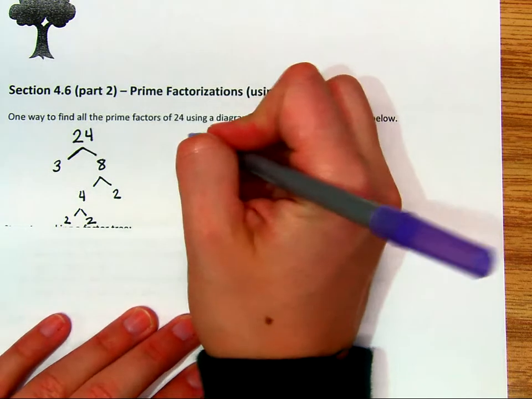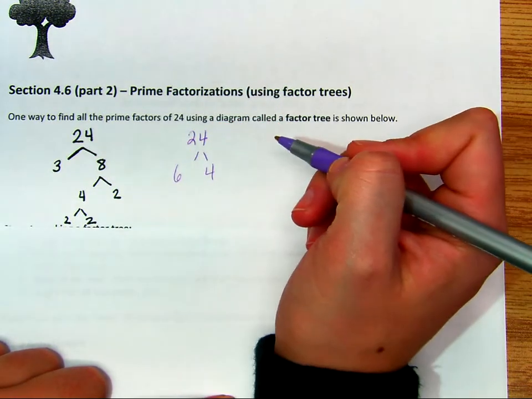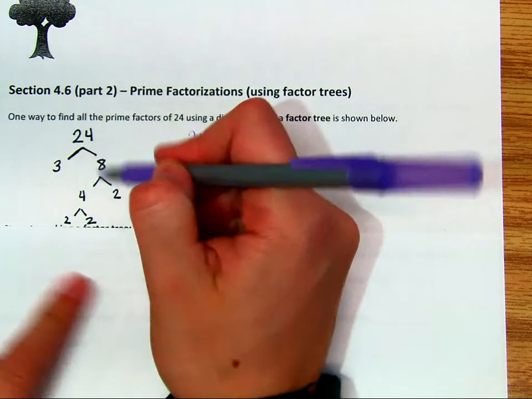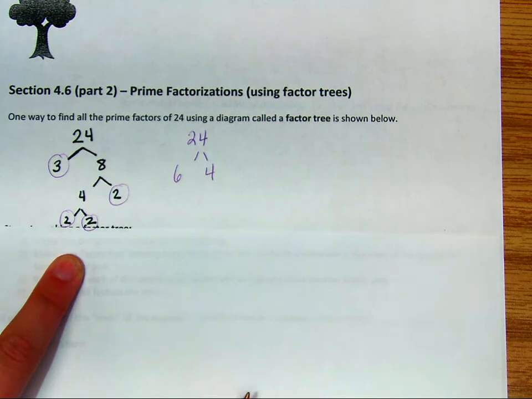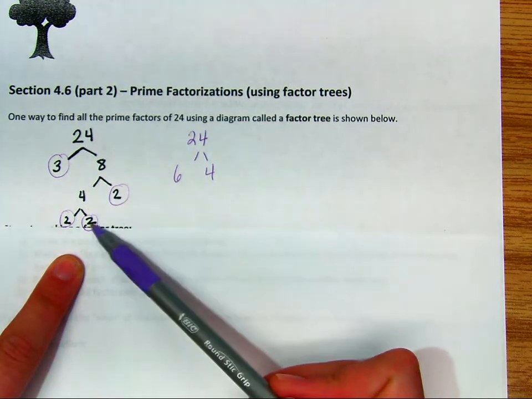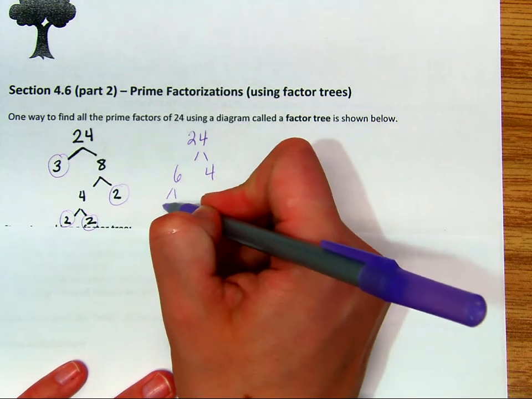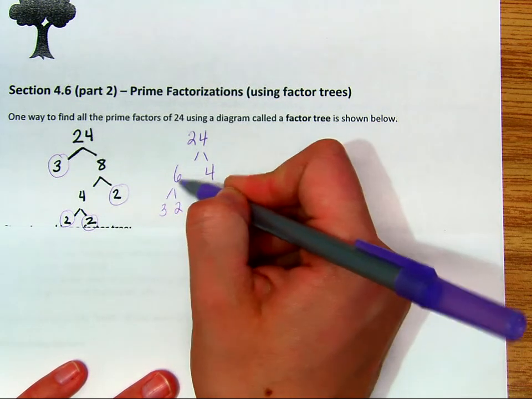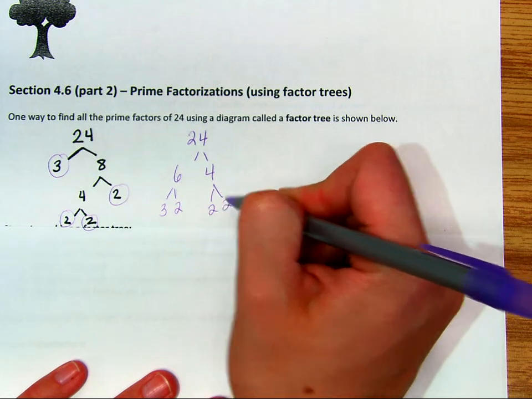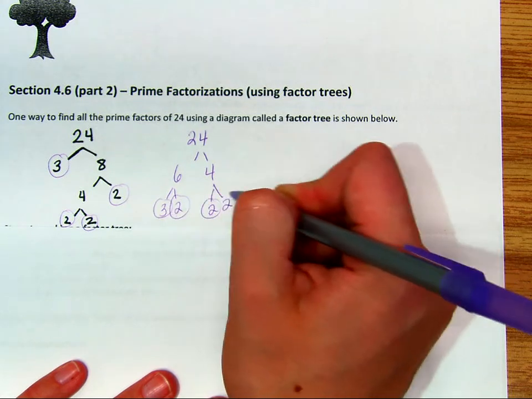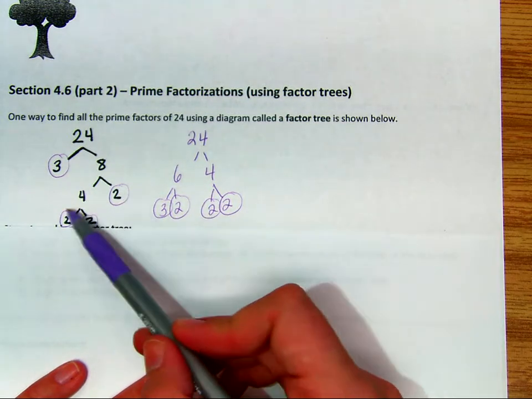Another way, so you don't necessarily have to start with 3 and 8. You might start with 6 and 4. And I forgot to, so try to get into the habit of circling the ends of your branches for these factor trees. So again, my prime factors were 2, 2, 2, and 3. And if I were to start with 6 and 4, I should still get the same prime factors. So 6 can be broken down into 3 times 2. 4 can be broken down into 2 times 2. Now all the ends of my branches are prime, so I circle them. And I have 3, 2, 2, and 2. Same as I did over here.